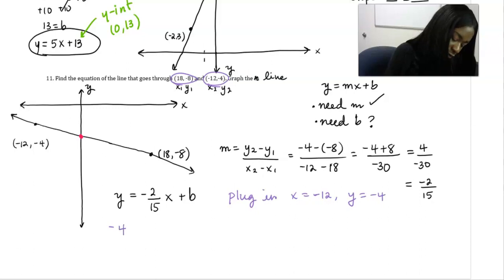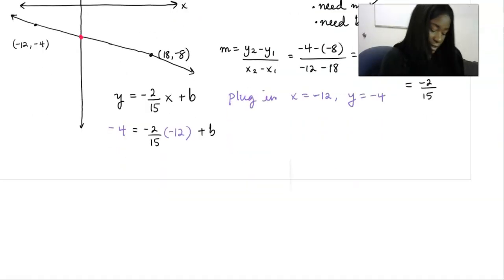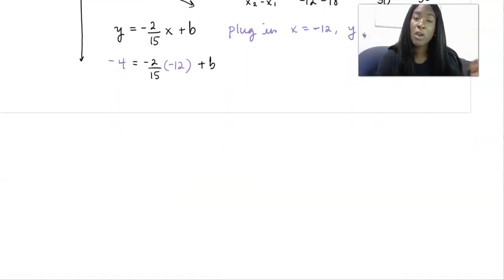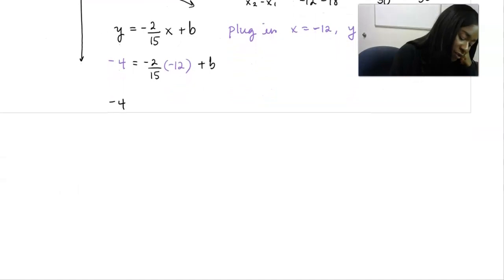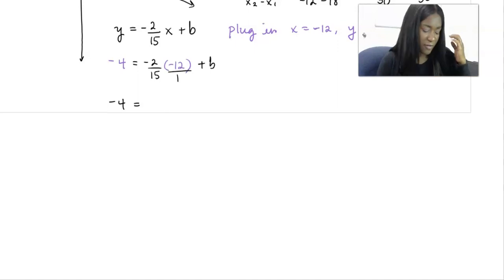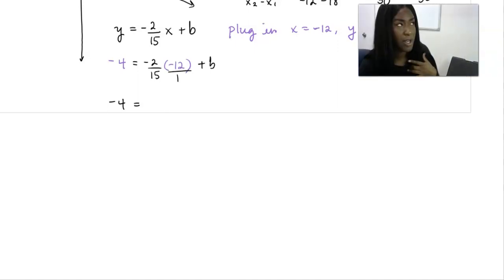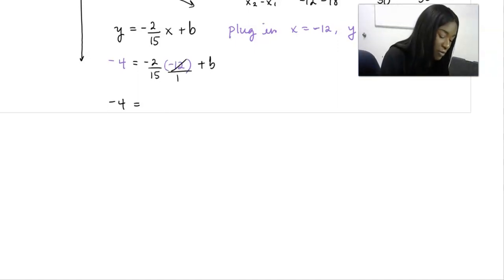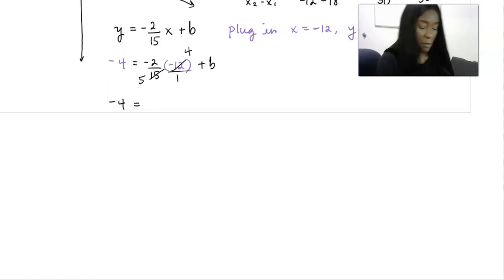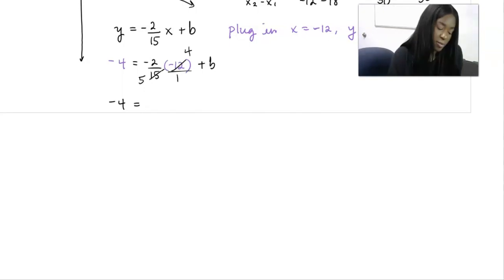So y is -4, -2 over 15, x is -12, plus b. And now let's get this solved for b so we know the equation of our line. So I have -4 is equal to, multiply straight across the top. Well, actually, let's simplify this a bit first because 12 and 15 have things in common. 3 goes into both of them. 3 goes into 12 4 times. 3 goes into 15 5 times. Now I'll multiply straight across the top and across the bottom.